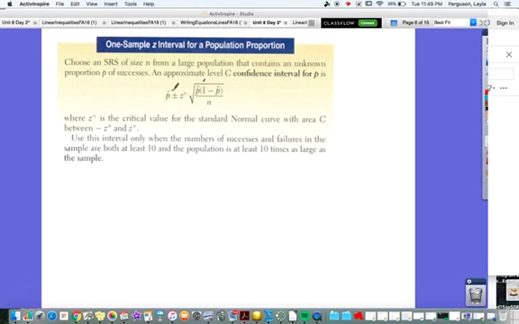So we've got p hat plus or minus z star times the square root of p hat times 1 minus p hat over n. You'll notice that this comes from population proportion. All right, so z star is the critical value for the standard normal curve with area C between negative z star and positive z star. Use this interval only when the numbers of successes and failures in the sample are both at least 10 and the population is at least 10 times as large as the sample.